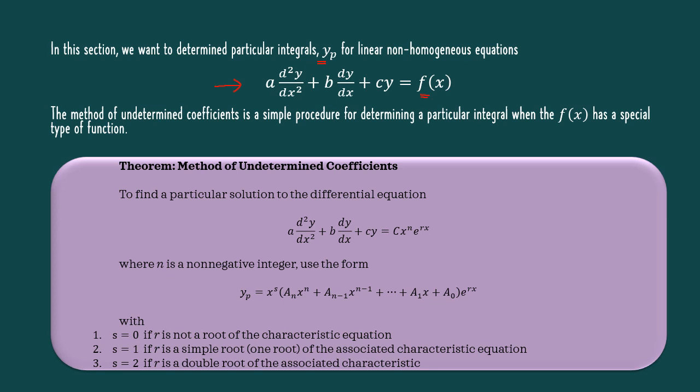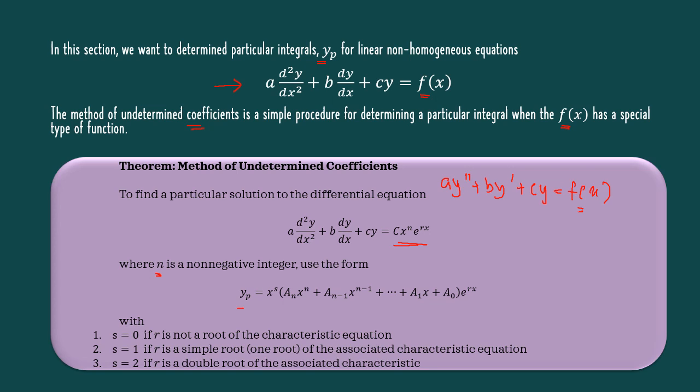So the method that we are going to use is undetermined coefficients, where this method is a simple procedure for determining the particular integral when our f(x) has a special type of function. Here is the theorem for the method of undetermined coefficients. We know our general equation ay'' + by' + cy = f(x), where our f(x) we can write in this form: c x^n e^(rx), a combination between constant, polynomial, and exponent, where n is a non-negative integer.